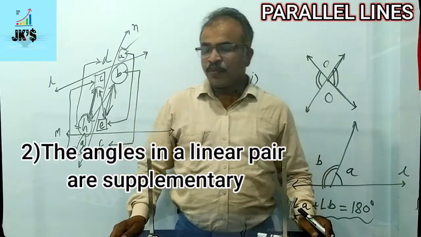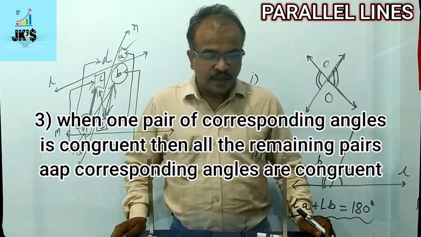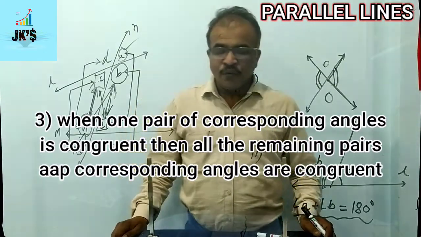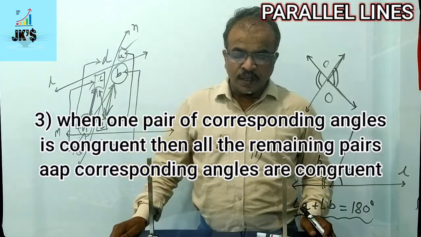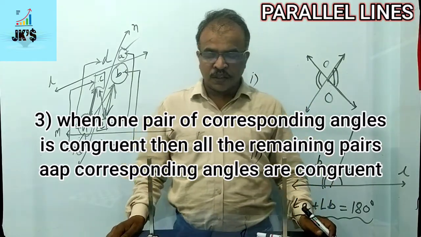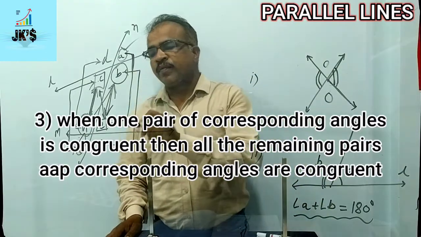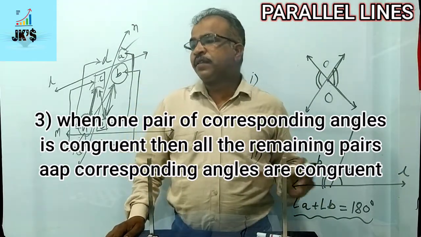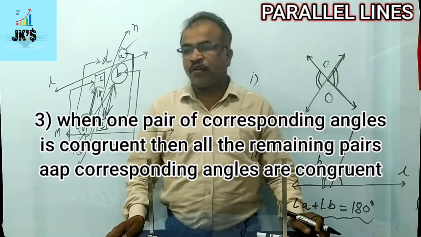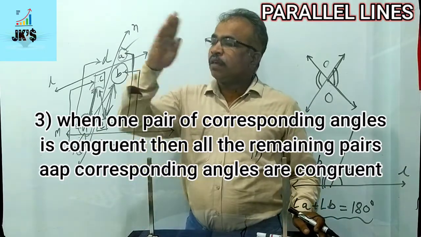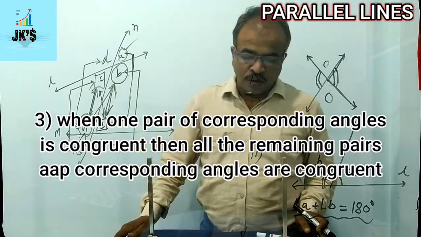Now the third property is related to corresponding angles. When one pair of corresponding angles is congruent, then all the remaining pairs of corresponding angles are congruent. Suppose A and E, this one pair, is congruent, then the remaining three pairs of corresponding angles are also congruent.